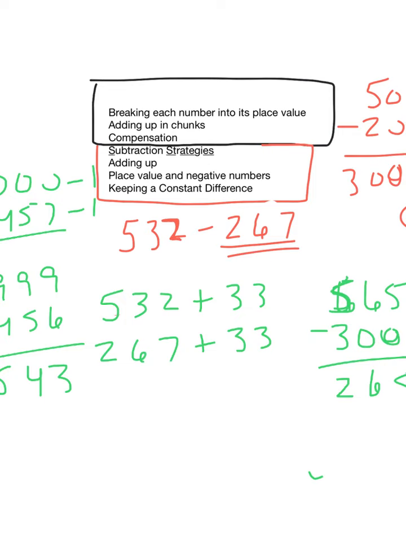Again, that's where keeping a constant difference is a really friendly strategy, when you have numbers like that where you only move it a little bit to make the numbers friendly to work with.